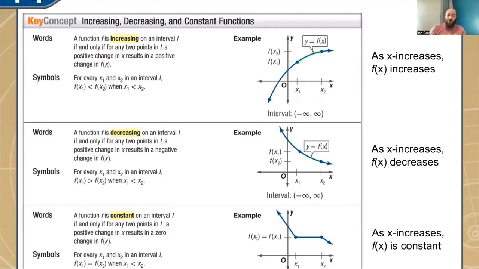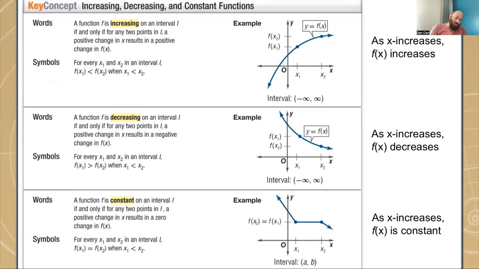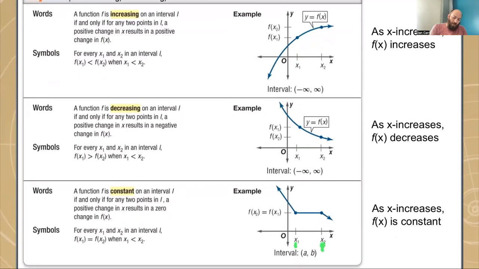Okay, decreasing intervals, we kind of flip that. I'm still going left to right. X1 to X2 is left to right. But now what's happening is f of x1 is a larger value, and then it gets smaller when I get down to f of x2. So that's our decreasing function. The last one is constant. If I go between two values, x1 and x2, the outputs of f of x1 to f of x2 are actually the same. That's what it means to be constant. It does not change. It does not increase and it does not decrease. It just stays the same then. So that's our definition for increasing, decreasing, and constant intervals.